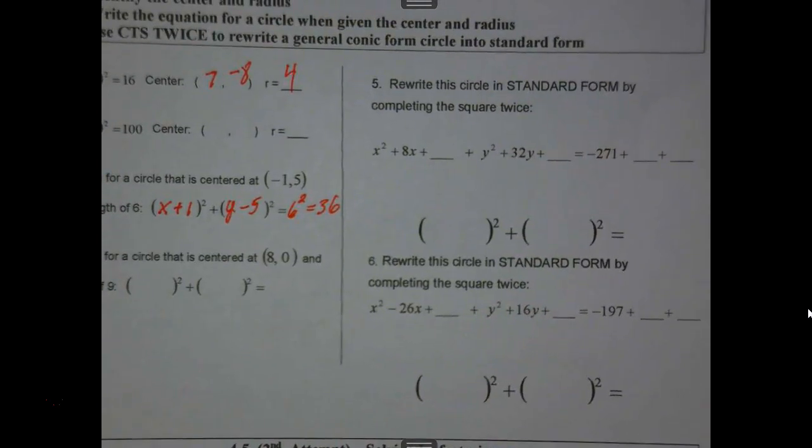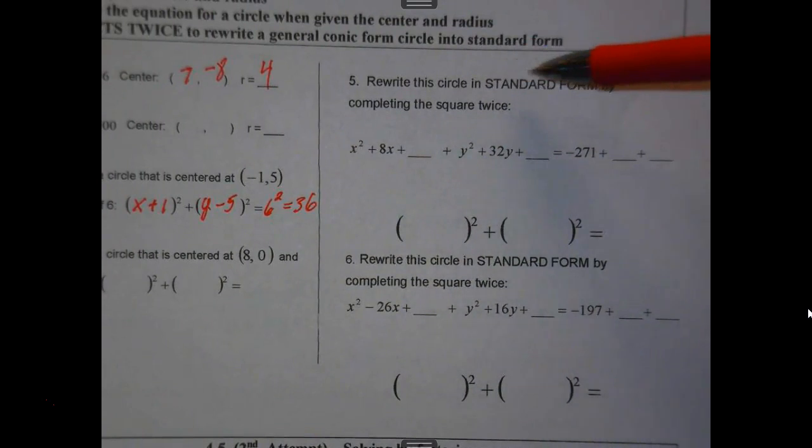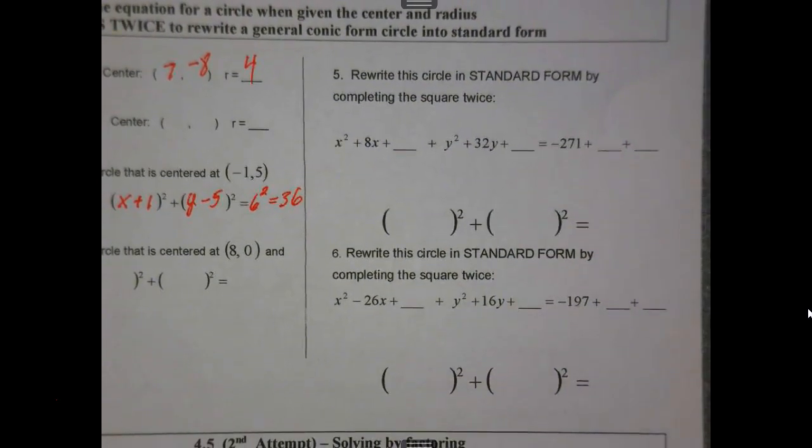All right, number 5. Let's see. Rewrite the circle in standard form by completing the square twice. Oh, it's one of those funner problems. Now, do you guys want me to show you every step? Okay, every step.